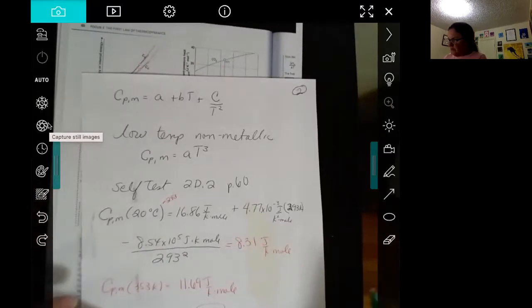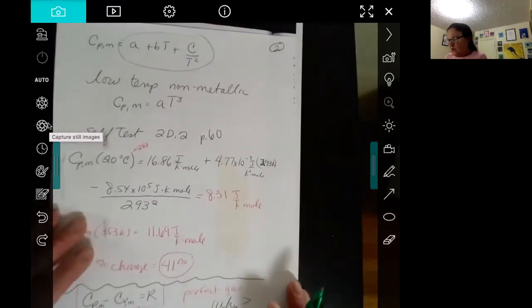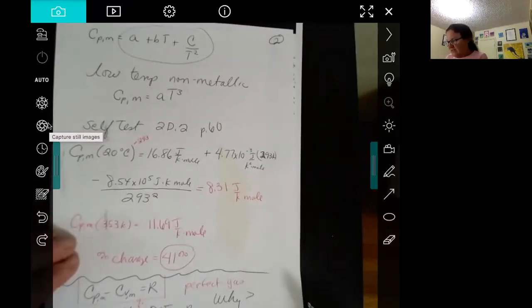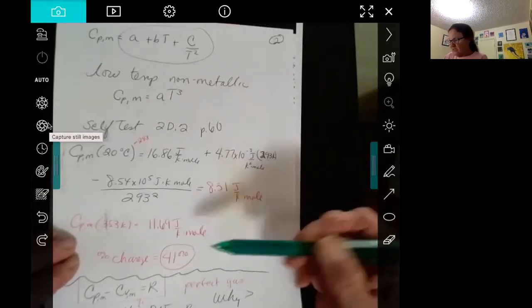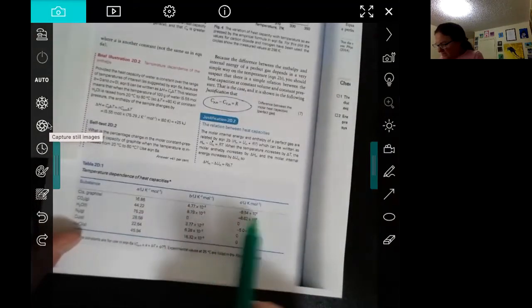Do self-test 2D.2 and see how much the heat capacity can change. So it tells us to use the equation right here and assume that's how the heat capacity changes. And they ask us how much the heat capacity will change if you change the temperature from 20 to 80 degrees. And we're talking about graphite. So if I look in this table, it gives me the A, B, and C for graphite.